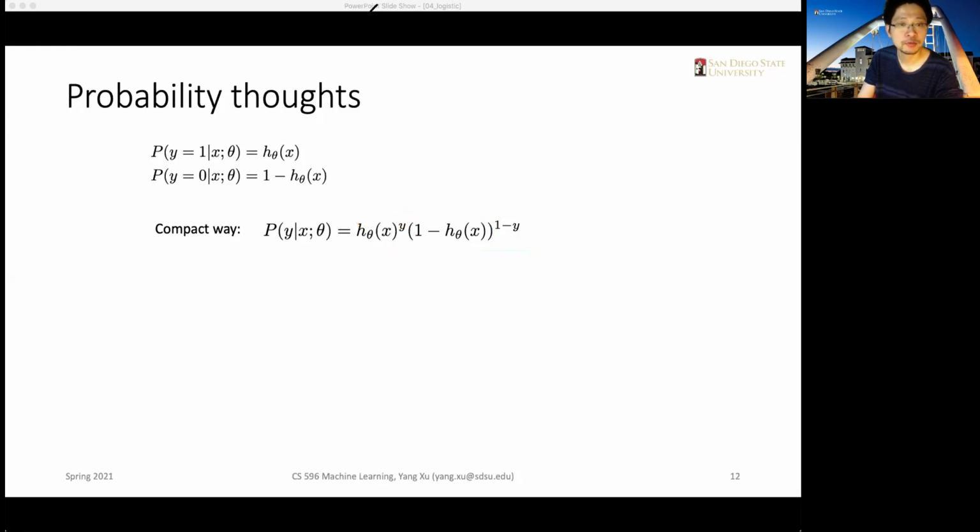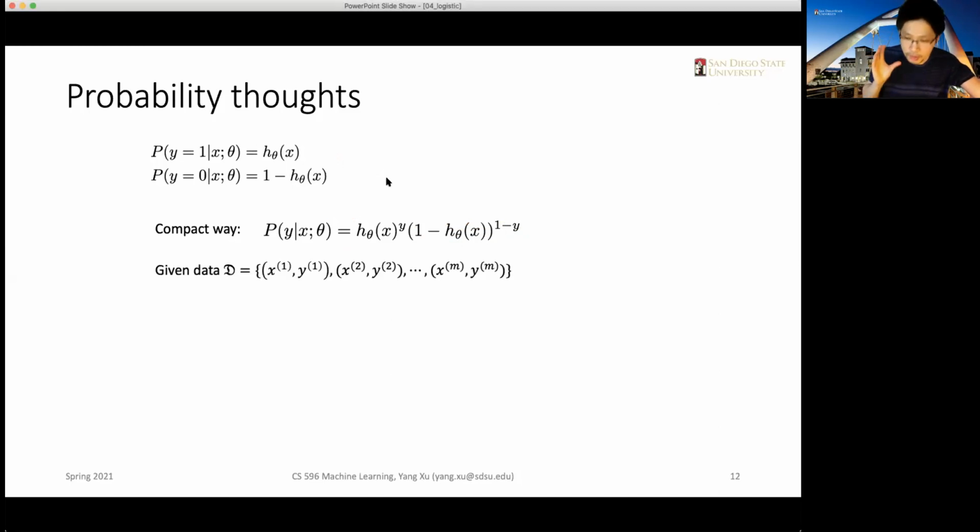And if y equals 0, then when y equals 1, the right term would be gone, and the term left is h theta of x to the power of 1. Okay, so if we combine these two equations, we can write it into a compact style, right? So that's how we interpret the model's output from a probabilistic point of view.